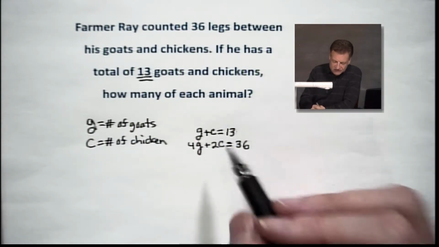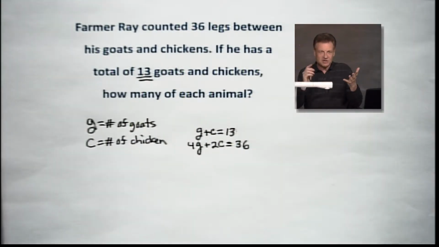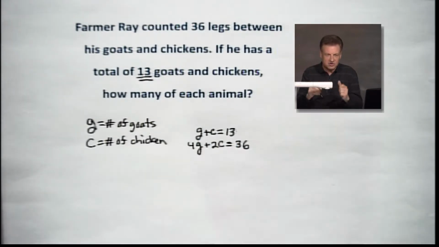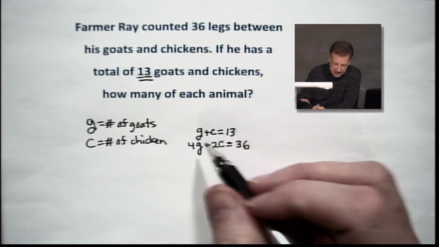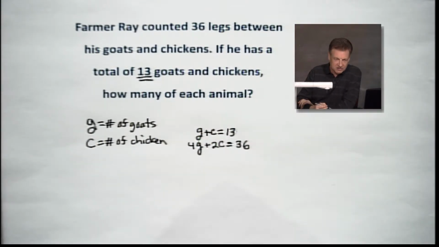So what we want to do is find the combination of G and C that unlocks this crazy, crazy puzzle. Now, I'm going to use what we call a little bit of elimination. You say, what does that mean? It means we're going to try to get rid of one of these variables. And it really doesn't look very difficult to get rid of either one.